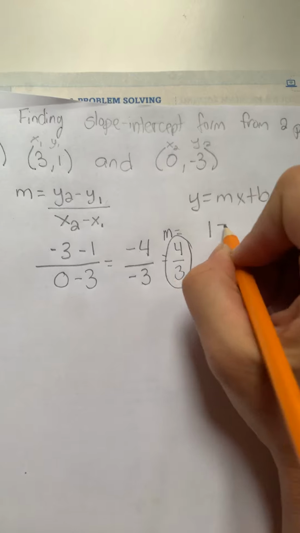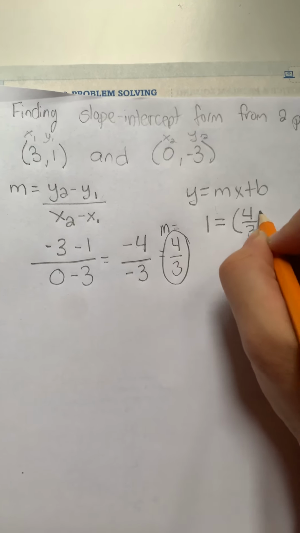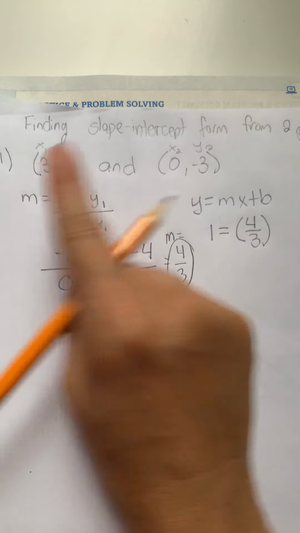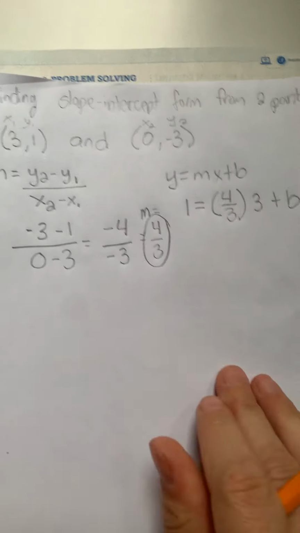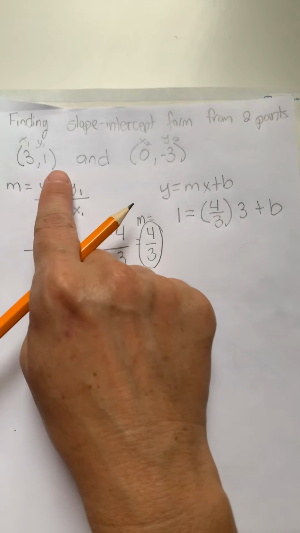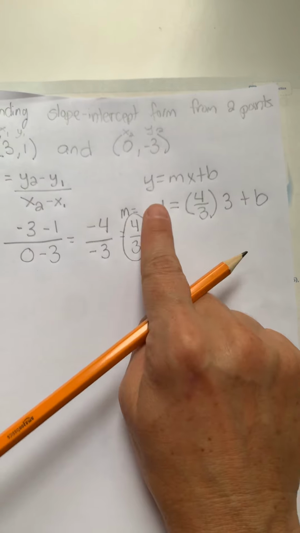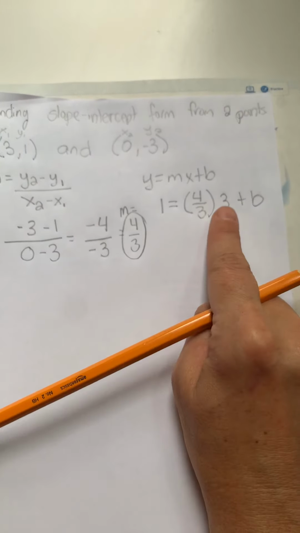So 1 equals 4/3 times 3 plus b. Okay, I plugged in 1 for y, 4/3 for m, and 3 for x.